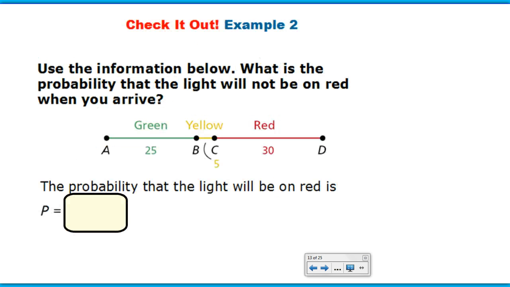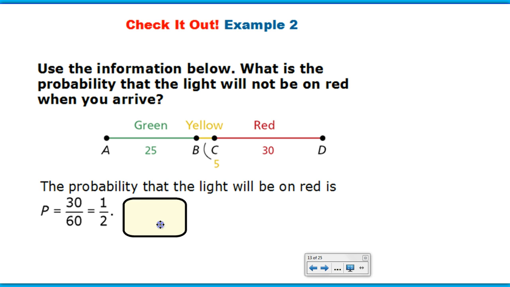Okay, so using this information below, what is the probability that the light will not be on red when you arrive? Here's a normal red, green, yellow light. What's the probability it will not be on red? Well, how many seconds is it not on red? We can see 30, right? Out of how many total seconds is the light on? 60. So 1/2 or 0.5, it will not be on red.